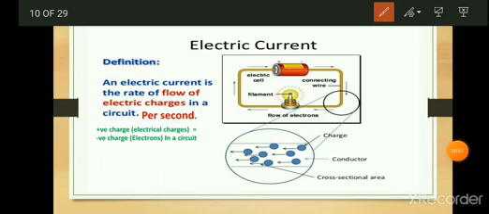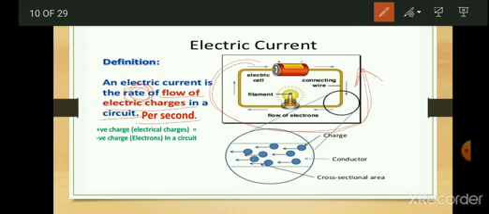Students, let's see the definition of electric current. Electric current is the rate of flow of electric charge in a circuit per second. It means how many charges are flowing through a circuit in a second. That is called electric current.